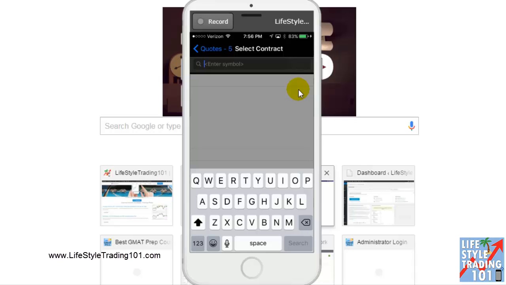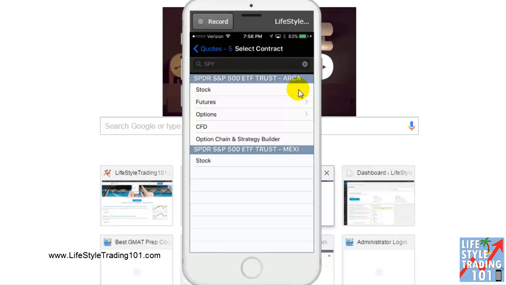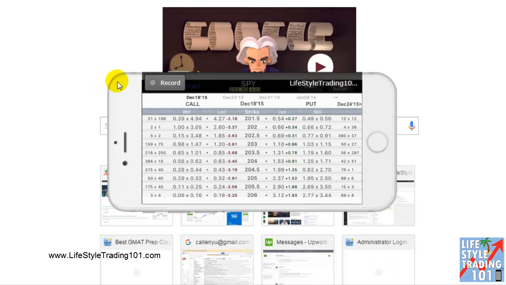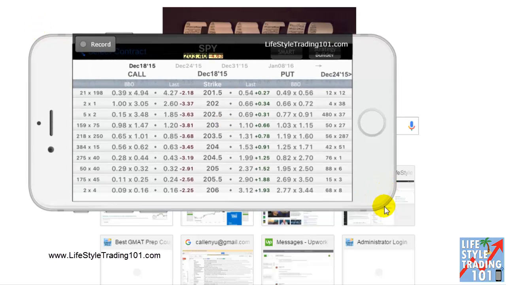You type in SPY for the S&P 500, right? And then you click search. So once you search for that, then you click this option chain and strategy builder. You can also do the options itself, but this one gives you a bigger kind of visual feel of what's going on. So here I'll make this a little bit bigger so you can see.